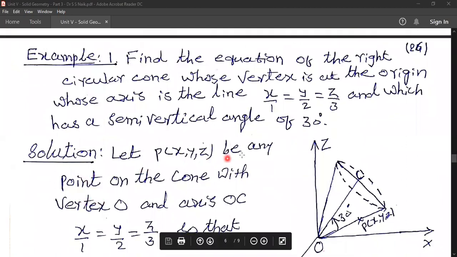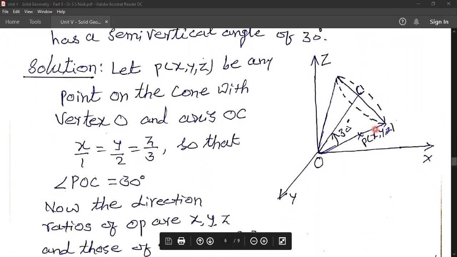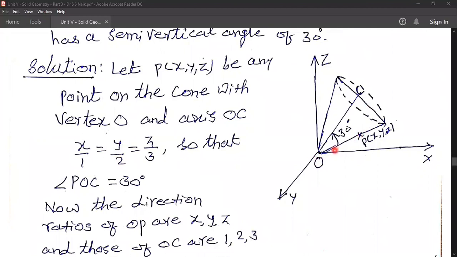Let P(x, y, z) be any point on the cone, with the vertex at the origin. This is O, and the axis, this is OC, given by x upon 1 equal to y upon 2 equal to z upon 3. So that angle POC, this is P, O, and this becomes C. So this angle is equal to 30 degrees. This is called the semi-vertical angle of the right circular cone.